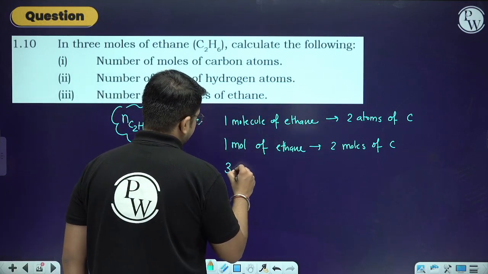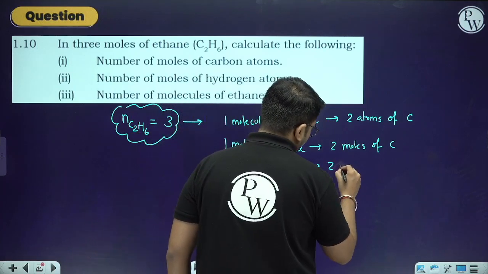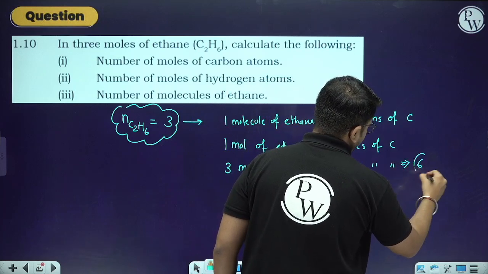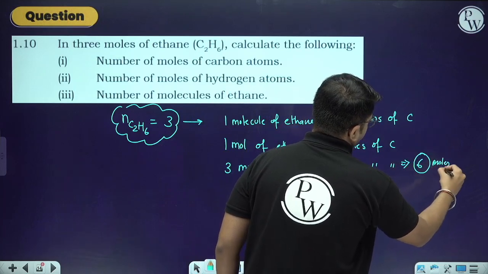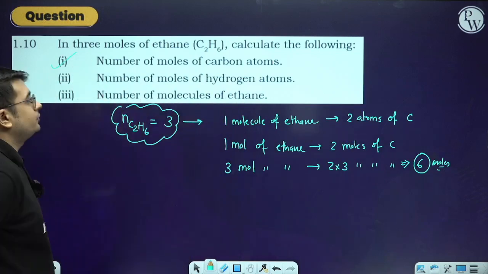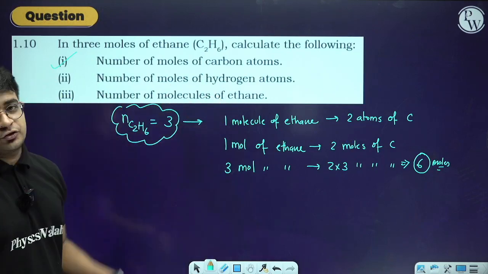So the given information is 3 moles. So 3 moles of ethane have 2 multiplied by 3 moles of carbon, which is equal to 6 moles. Very simple thing. So we can say this part is clear. We have a total of 6 moles of carbon atoms. Now, the number of moles of hydrogen atoms.